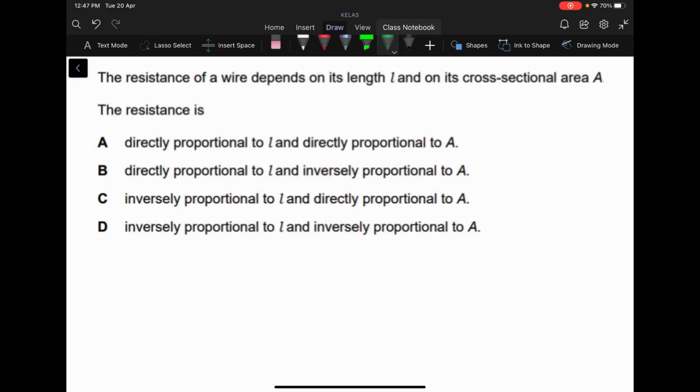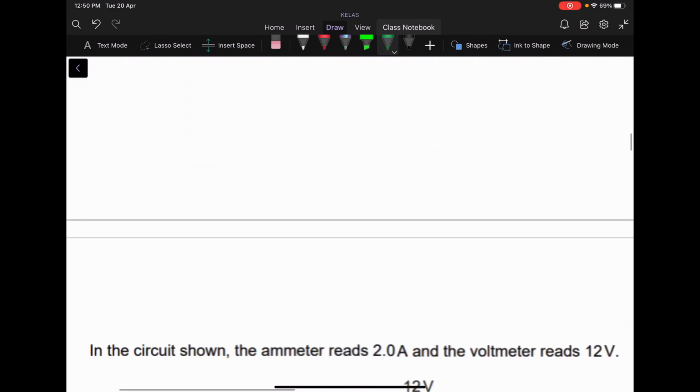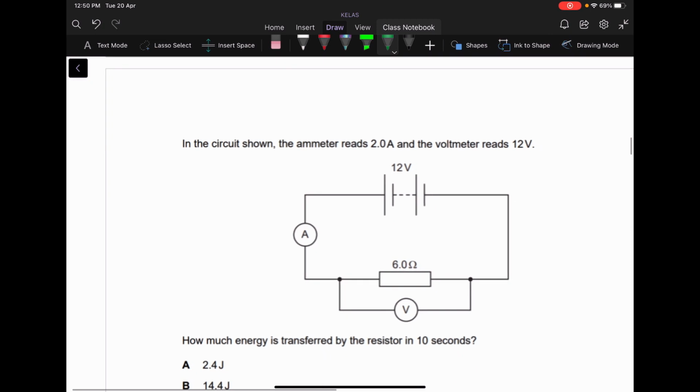The resistance of a wire depends on its length L and okay, ni dah topik apa ni? Topik electricity. Okay, masih lagi topik electricity. The resistance of wire depends on its length L and on its cross-sectional area A. The resistance is, what's the answer? A, B, C or D? Okay, so dah discuss dah. No problem sepatutnya.